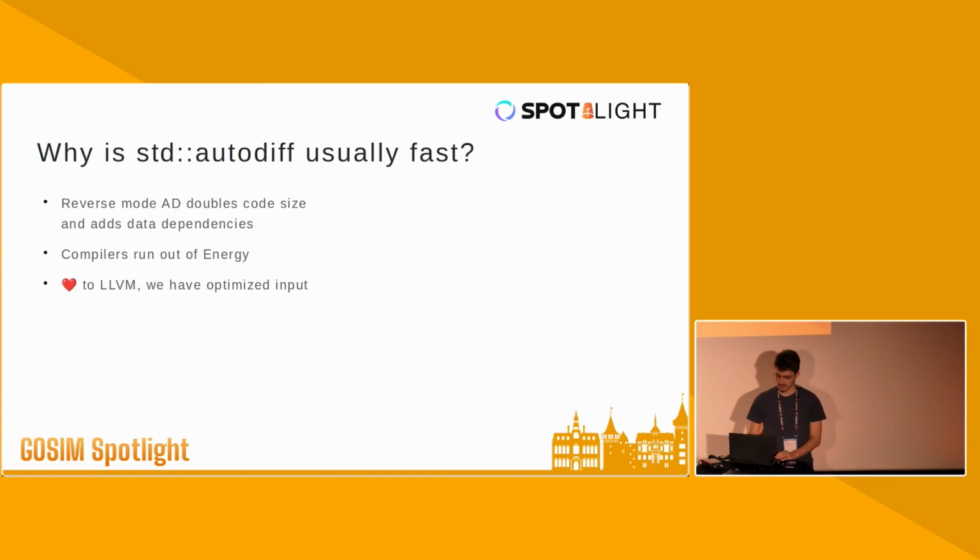Now, how is it possible for us to have an Autodiff macro in the standard library, which is actually state of the art? The shout out for that usually mostly goes to LLVM, which is the default compiler backend of our Rust compiler.